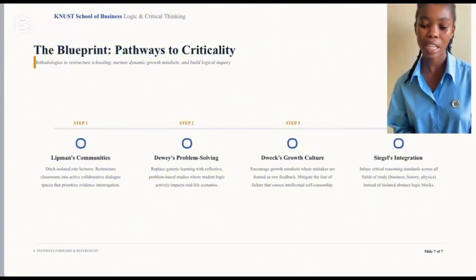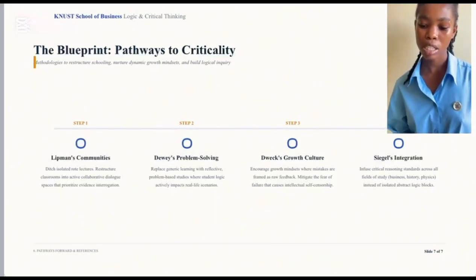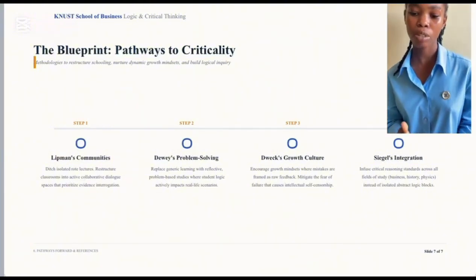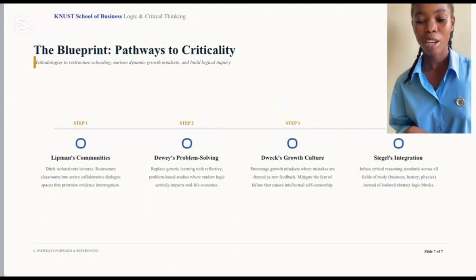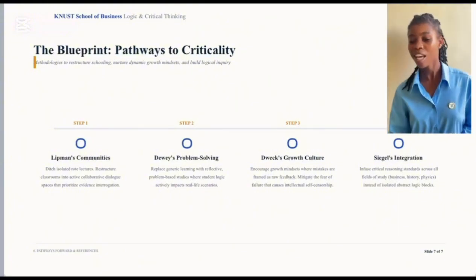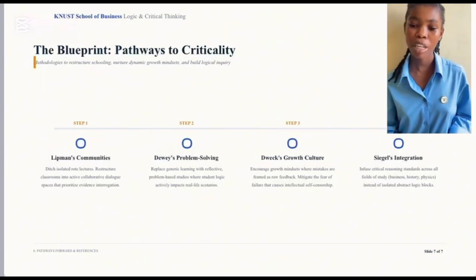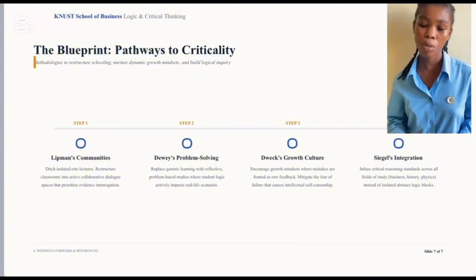John Dewey believed that learning should be based on solving real-life problems and then reflecting on experiences rather than memorizing facts. Harvey Siegel argued that critical thinking should be taught in all subjects so that it can help students evaluate and make informed decisions. Lastly, Carol Dweck talked about the fixed mindset and the growth mindset. She believed that intelligence can improve through effort and learning. A growth mindset helps students to see mistakes as opportunities and reduces fear of failure.